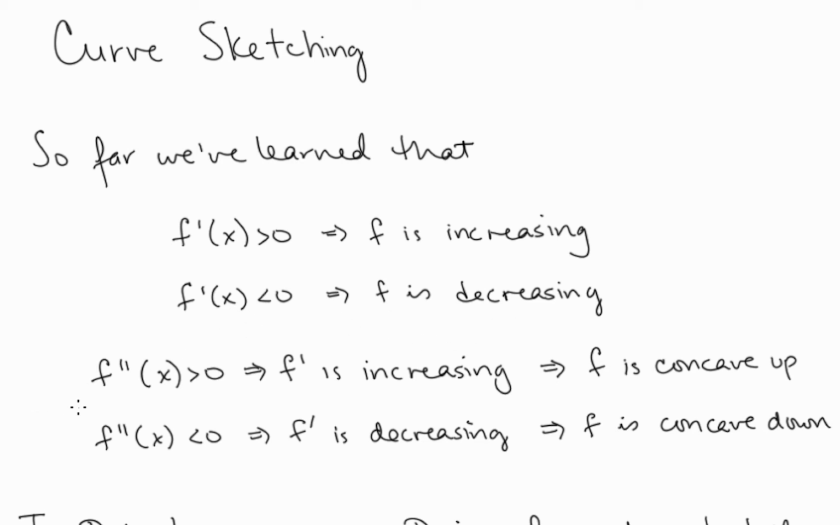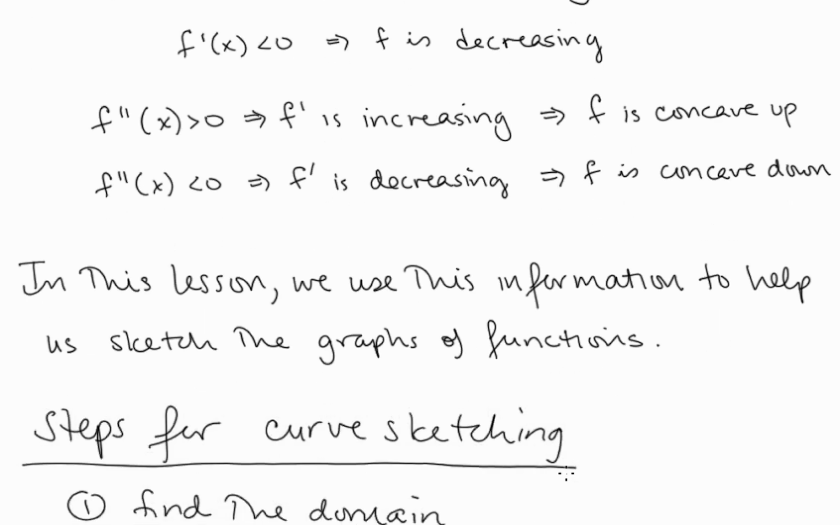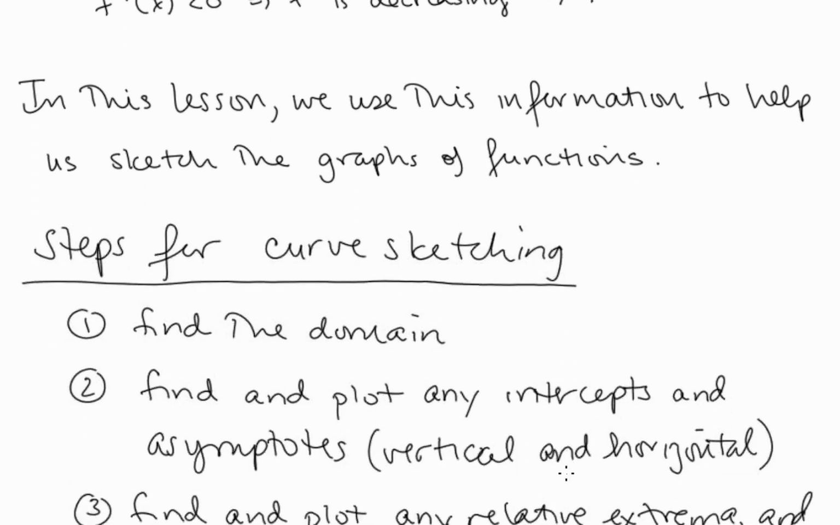We've also seen that f double prime of x positive means f prime is increasing, and so f is concave up. Similarly, f double prime negative means that f prime is decreasing and f is concave down. In this lesson, we use this information to help us sketch the graphs of functions.